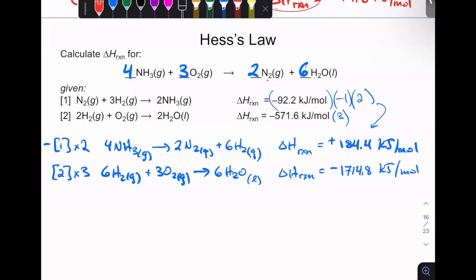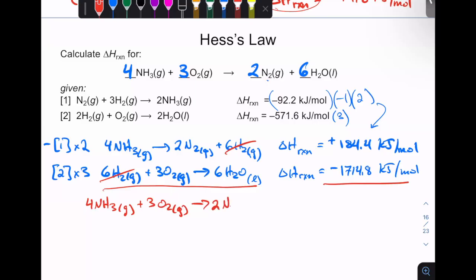So if everything adds up over here, which it should if we do this right, then everything will add up over here. 6H2 cancels with 6H2, and that's all that cancels. That gives us 4NH3 gas plus 3O2 gas goes to 2N2 gas plus 6H2O liquid. So the delta H for this reaction is just going to be these two numbers added up. That equals negative 1530 kilojoules per mole. Okay? And that's really all there is to them.